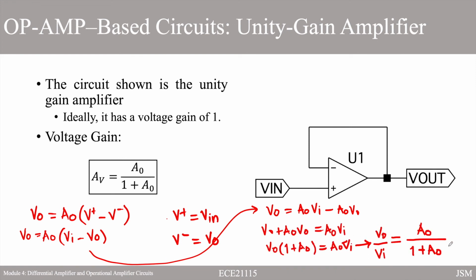A0 over 1 plus A0. Okay? So ito po yung kanyang gain kapag given po ang ating open loop gain. Kasi typically, sa ating op-amp, wala po tayong makikitang open loop gain na infinity. So, to know what is the exact voltage gain of a circuit, pwede natin gamitin yung ganitong approach in analyzing the op-amp. So, hanggang dito lang muna tayo.